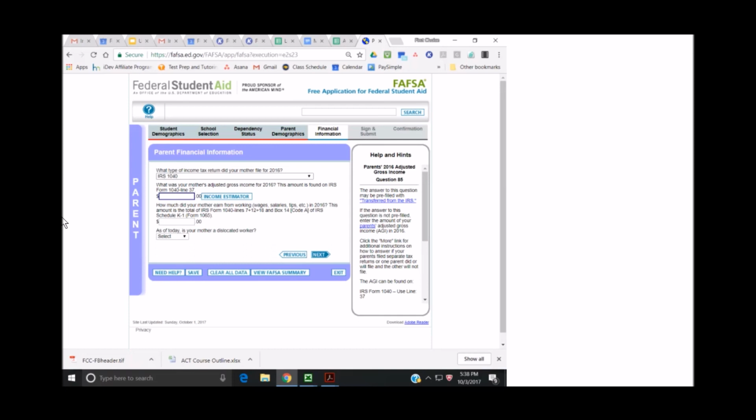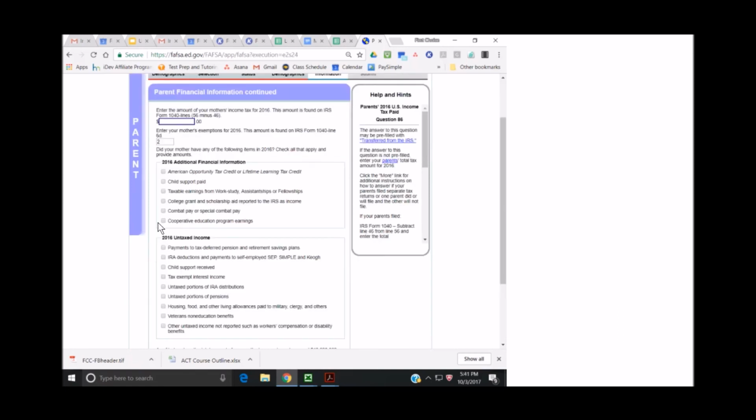It asks if you're a dislocated worker. So that means if you've been laid off recently. And again, if you have a question, highlight it and then look in the help and hints on the right side. So we've entered in that information, the adjusted gross income, and then the income from work. Now we go to the next page. And so this is the income tax. And again, this comes right off of your tax return. And so if you had linked it, it would be pre-populated for you. You wouldn't have to enter it in here. Otherwise, you just have to look on your 1040.